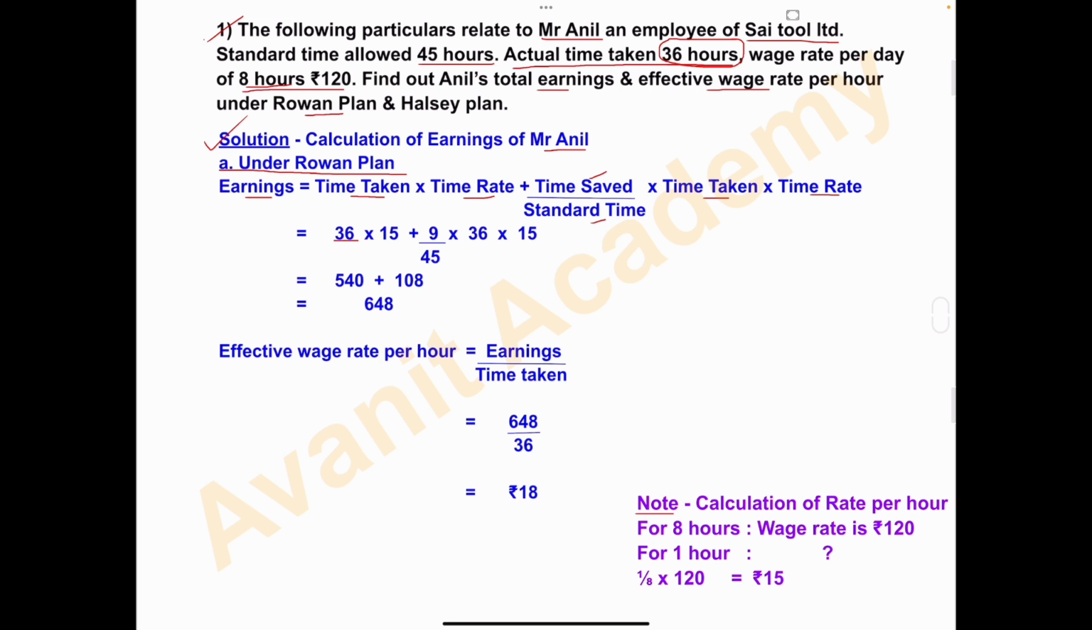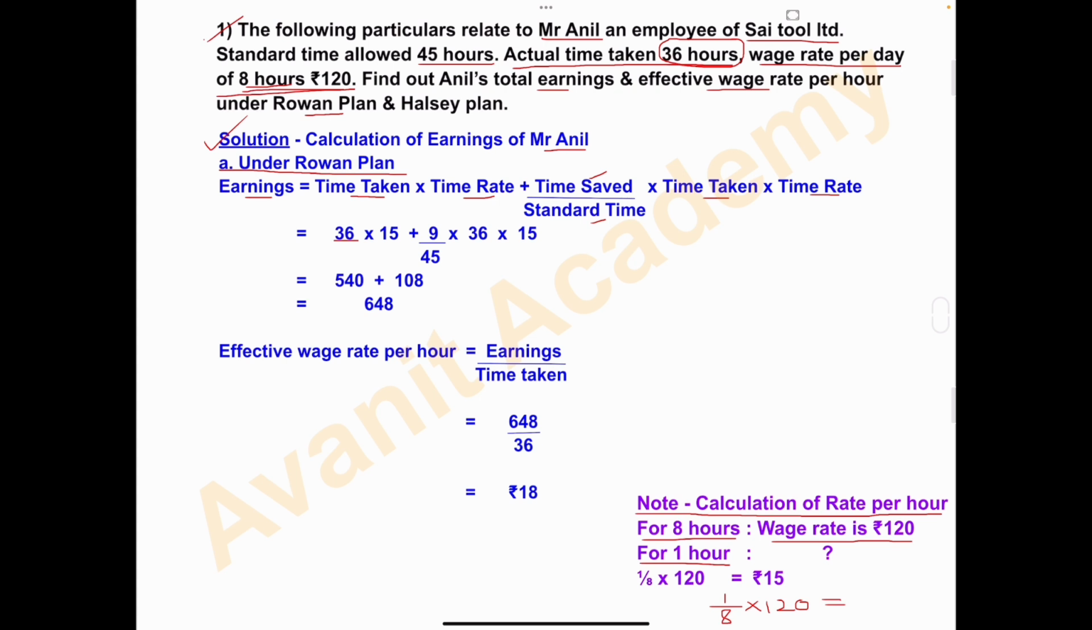See a note. Calculation of rate per hour. For 8 hours, the wage rate is ₹120 given in the problem. Wage rate per day of 8 hours is ₹120. So for 1 hour, how much do we have to find out? 8 hours ಕೆಲಸ ಮಾಡಿದ್ರೆ wage rate ಎಷ್ಟಾಗುತ್ತೆ ₹120. So 1 hour ಗೆ wage rate ಎಷ್ಟು ಅಂತ we have to find out. So 1 divided by 8 into 120.